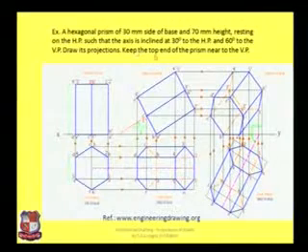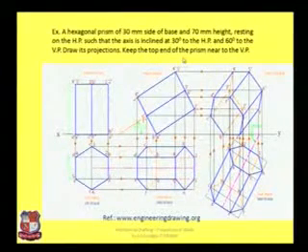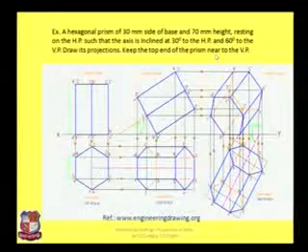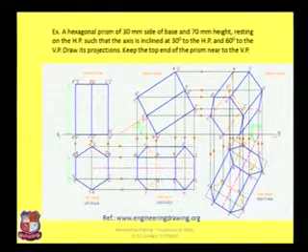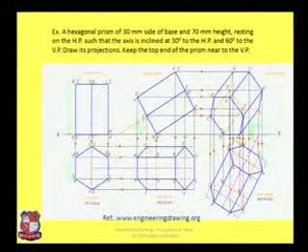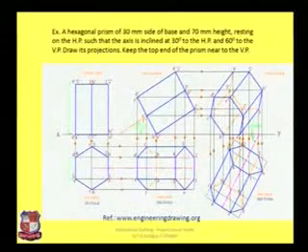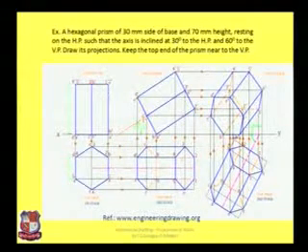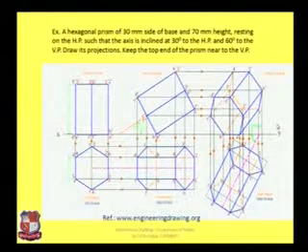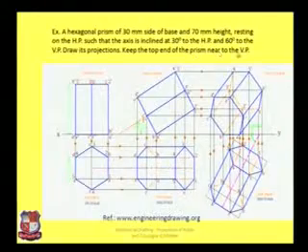Again here it is given that keep the top end of the prism nearer to the vertical plane. So this is the top end 1, 2, 3, 4. So this 1, 2, 3, 4 is nearer to the vertical plane or nearer to the XY line. For top view, XY line is the vertical plane and for front view, XY line is the horizontal plane.